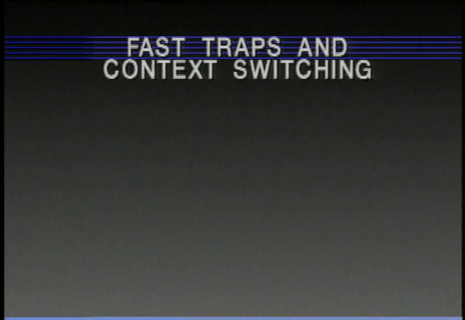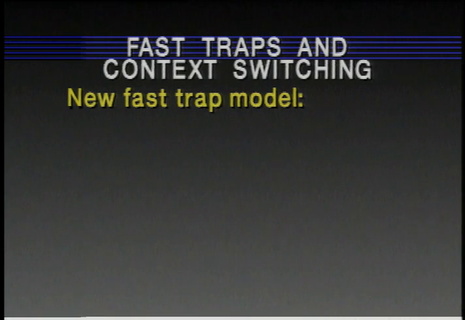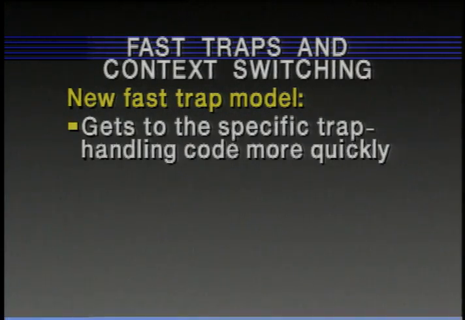We provided for fast traps and context switching in version 9. We've redone the trap model from version 8 such that we can get to specific trap handling code much more quickly. One of the examples I showed you before was the unaligned trap error. There are a number of other specific trap types we can come into in only a few cycles, execute just a couple of instructions, and get back to user code.